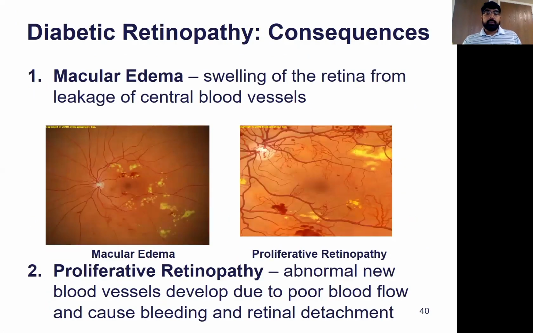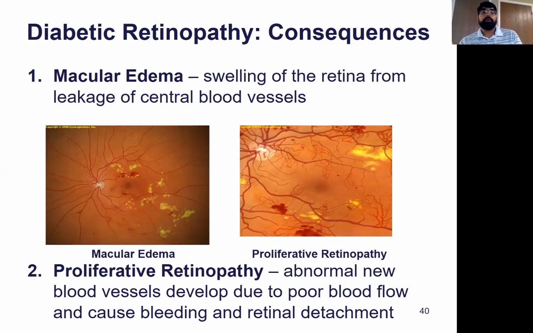The two consequences of diabetic retinopathy that can affect the eye are macular edema, or swelling of the retina from leakage of central blood vessels that affect the fovea, the center of the macula, which is the area of sharpest vision. The person can definitely have significant vision loss.